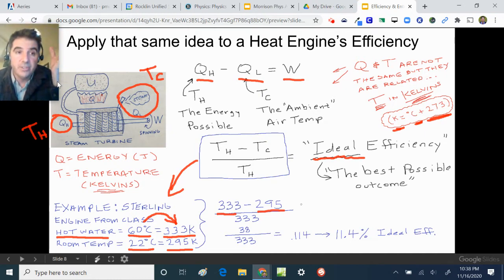Well, number one, it's impossible, and I'll tell you a couple reasons why. We'll start off with this one. So how do I make it 100% efficiency? What does that number got to be? That number has to be zero. What the heck is 0 kelvins? That's absolute zero.